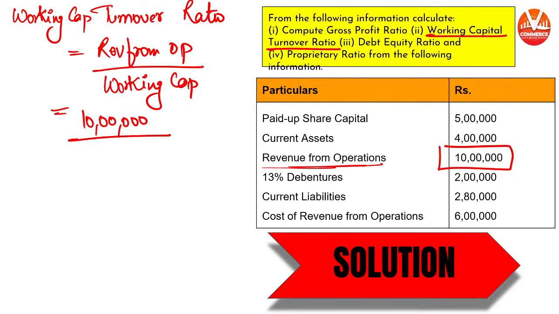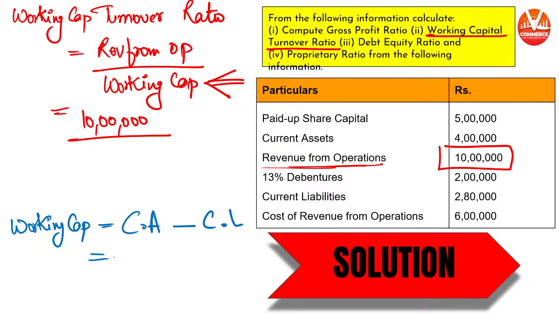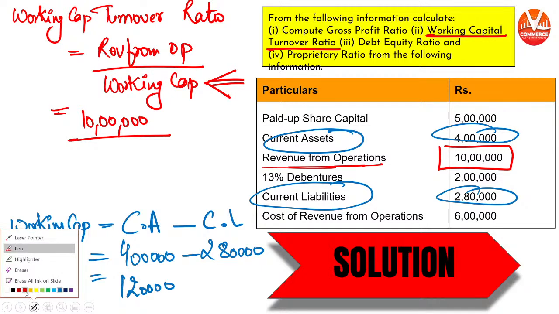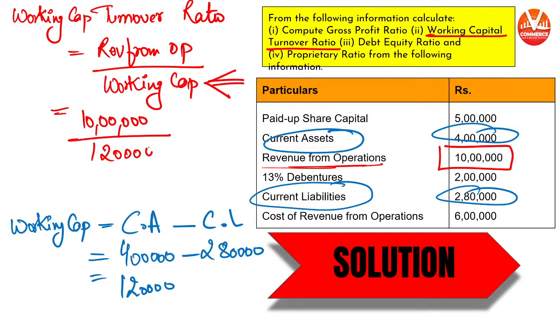So revenue from operation is 10 lakh. But working capital is again not given in the question. Working capital given nahi hai. So we will calculate working capital. You will show this in your answer that working capital is equal to current assets minus current liability. So current assets are 4 lakh and current liabilities are 2,80,000. So 4 lakh minus 2,80,000. Your answer is 1,20,000.